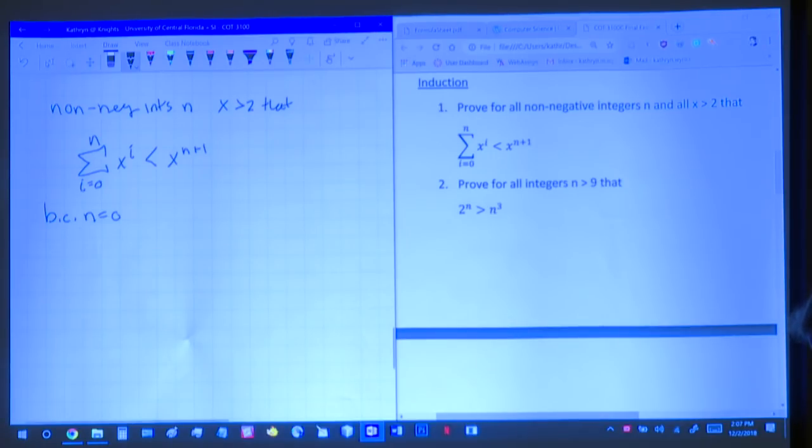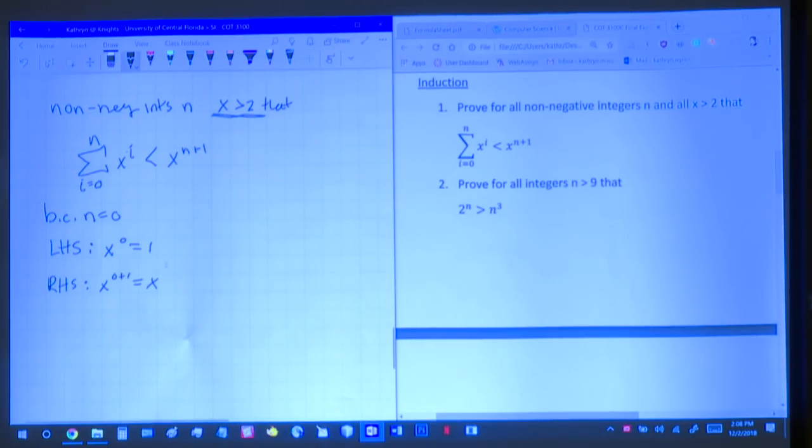And the left-hand side, the summation from 0 to 0, we just plug in 0. x to the 0 equals 1. And the right-hand side, x to the 0 plus 1 equals x. And it's given to us that x is greater than 2.